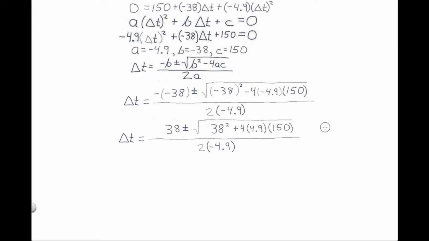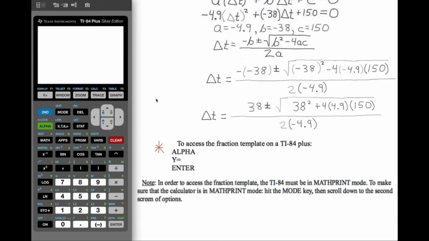If your calculator has a fraction template, then we can perform this entire calculation in one step on the calculator. Here's how that would work on a TI-84 Plus calculator. To access the fraction template on a TI-84 Plus, we hit the alpha key. Then we hit the y equals key. Then, to select the first fraction template from this menu, we hit the enter key.